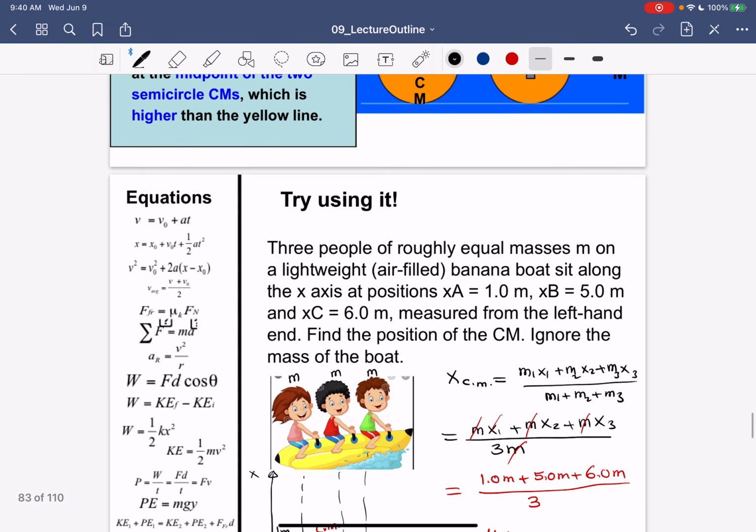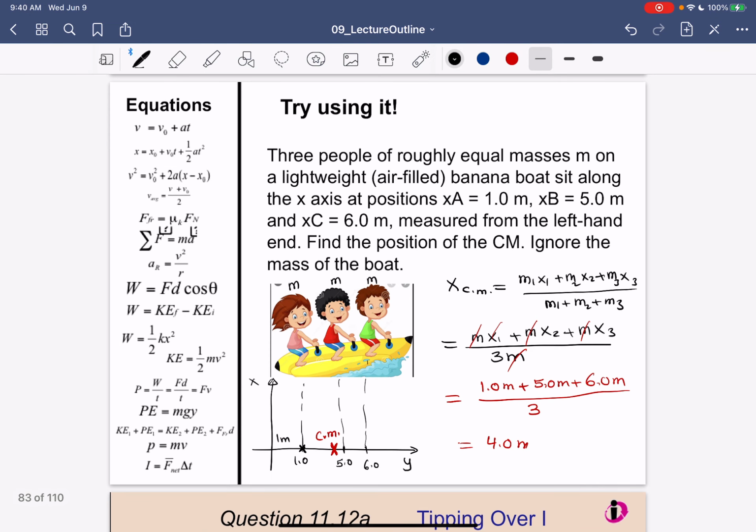Here I'm showing you how to do a simple calculation related to center of mass. I have a banana boat with roughly 3 people, and they have equal masses. One of them is sitting 1 centimeter from the left, another at 5, and the third one at 6. These are measured from the left-hand end, and I want to find the center of mass.